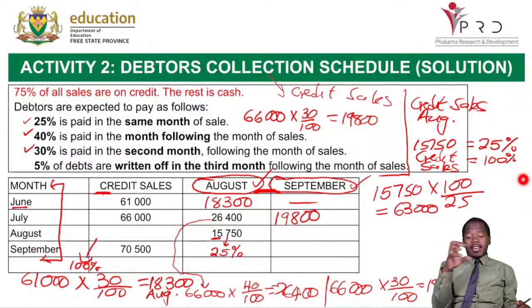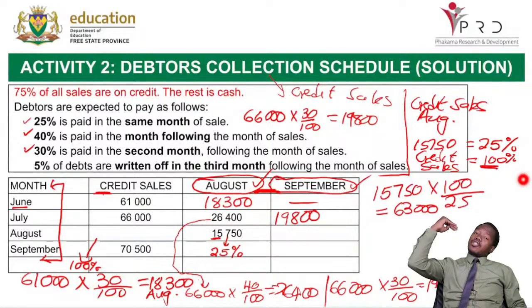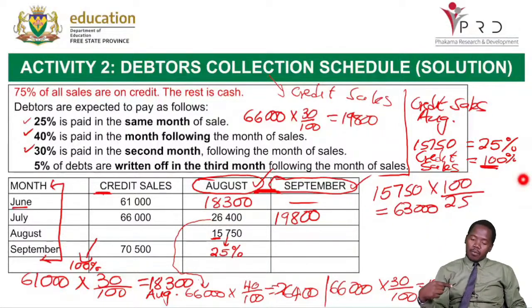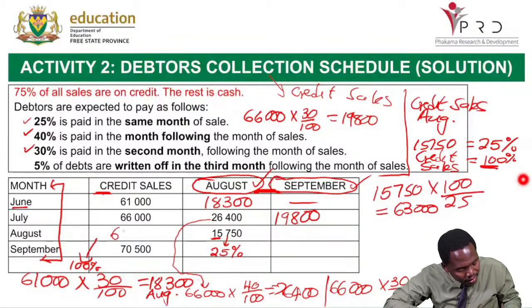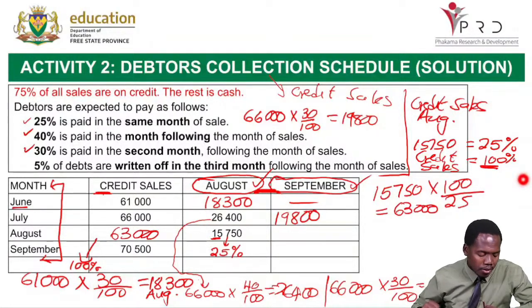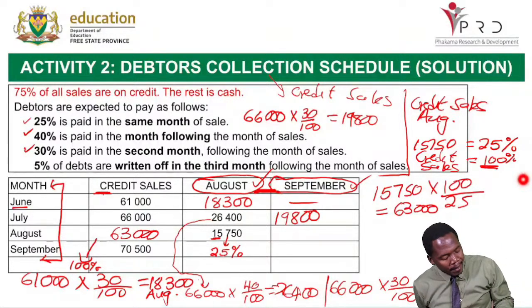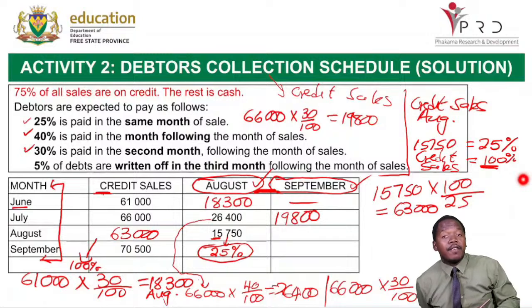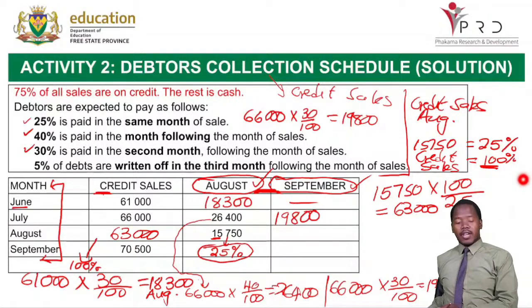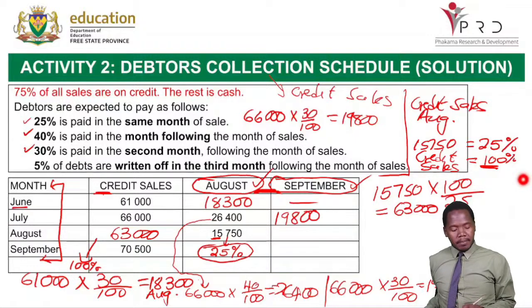Why 100 over 25? Because 100 is the credit sales. We've already mentioned that. I'm looking for that. What I'm looking for is on top, what I have below. So this becomes 63,000 rands. I can now continue with my collection because I now have my credit sales. I'm going back. Remember what we said earlier on? We said 15,750 is the collection for August. After collecting 25%, what must we collect? We need to collect the 40%.